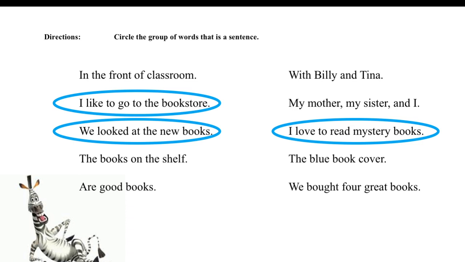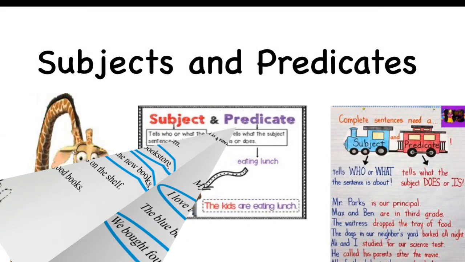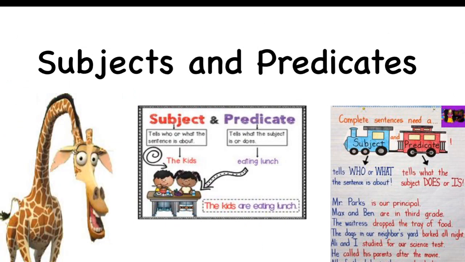Doesn't make sense. And the last one, we bought fourth grade books. It's a sentence because it makes sense. We bought fourth grade books. So these are the sentences. Now we go into the subjects and predicates.